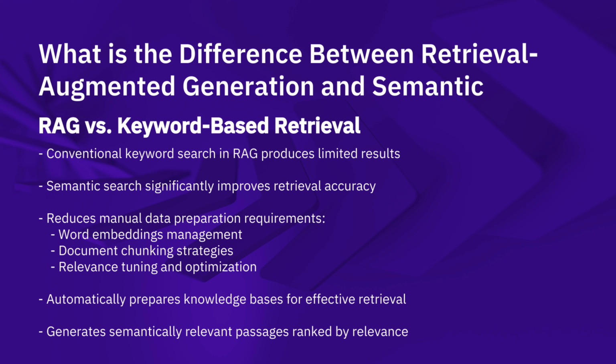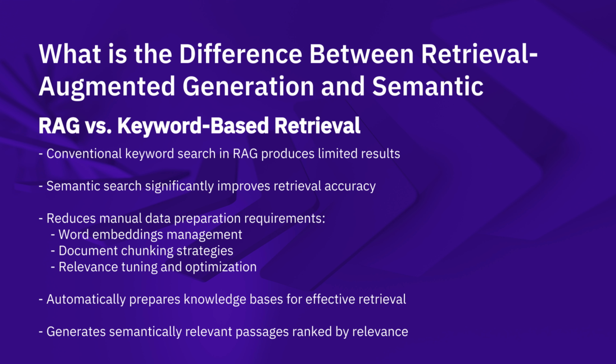They also produce semantically relevant passages ordered by relevance, maximizing the quality of the information provided to the language model. This automation not only improves retrieval quality, but also significantly reduces implementation complexity, allowing organizations to focus on their use cases rather than the underlying retrieval mechanics.